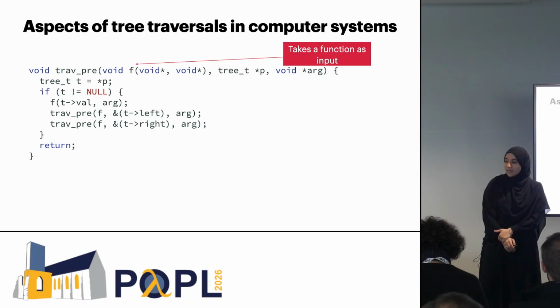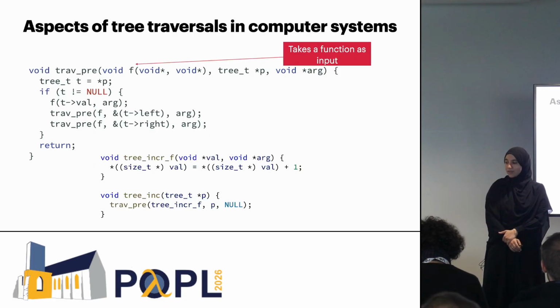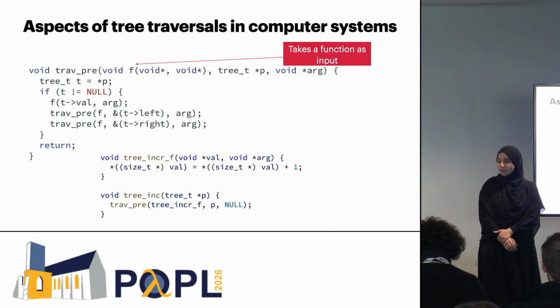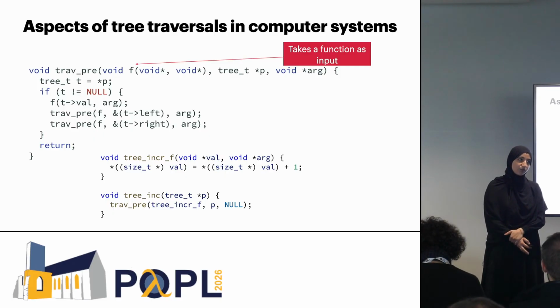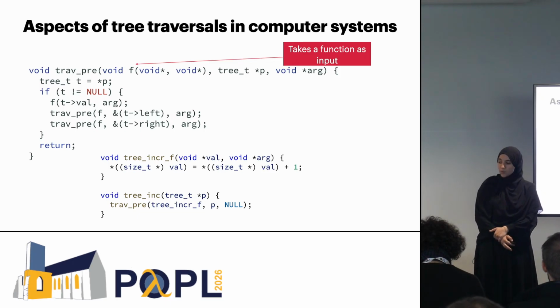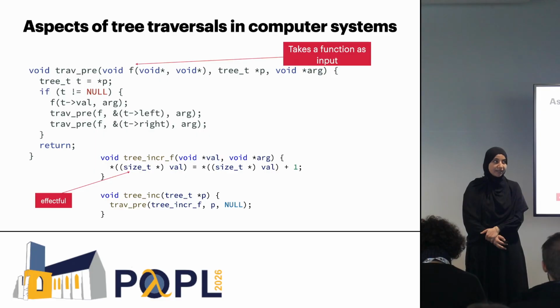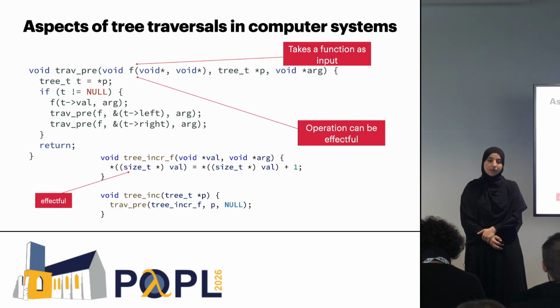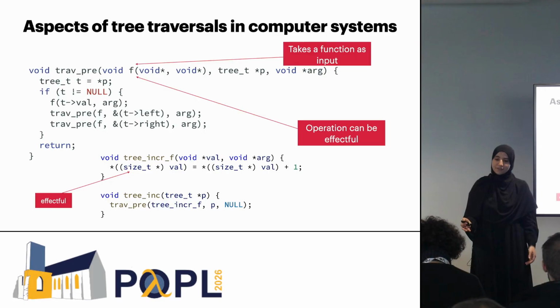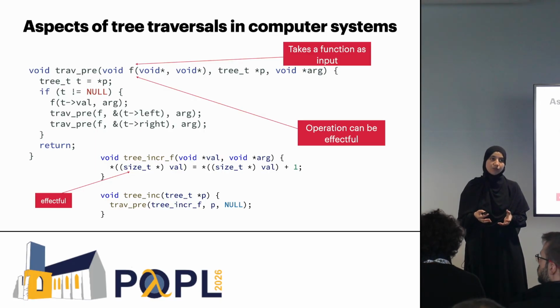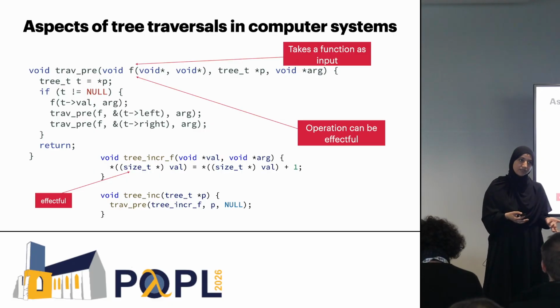And let's look at the client of this traversal. So here I have a client which instantiates the traversal with the tree incr f operation, which just increments the values stored in the nodes of the tree. Clearly, this operation is effectful because it mutates the program state. And this is what I mean by traversals accepting operations that are effectful. In this example, the effect is more localized, where a single node content is mutated, but especially in computer systems, the effect can be more global in the shape of mutating the structure of entire subtrees and not just changing the value inside a single node.